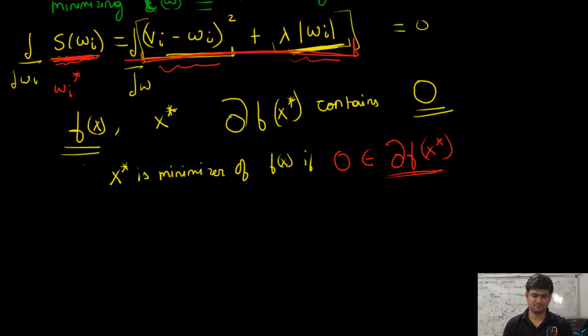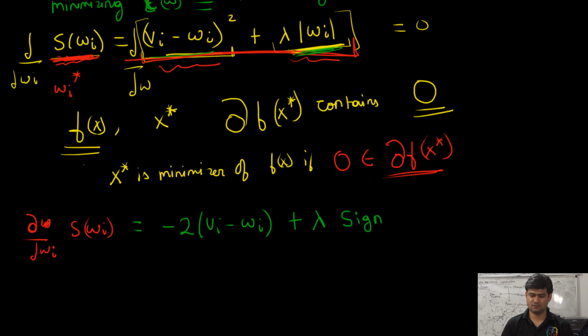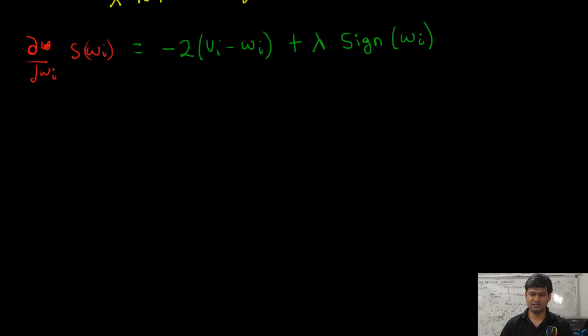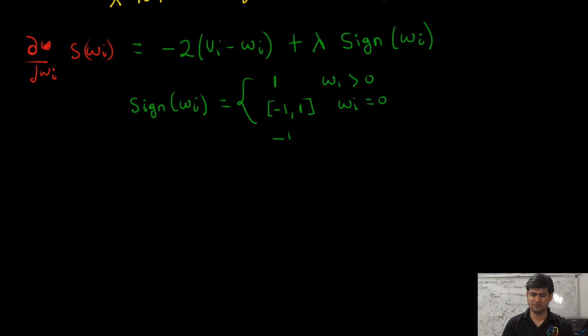So we can compute the subgradient as d by dw_i, which is simply the gradient of this term, equal to negative twice (v_i minus w_i), plus the subgradient of this term, which is simply lambda times sign of w_i, where we define the sign of w_i to be 1 for w_i greater than 0, any value between -1 and 1 for w_i equal to 0, and -1 for w_i less than 0. We had seen this in the subgradient lecture as well.